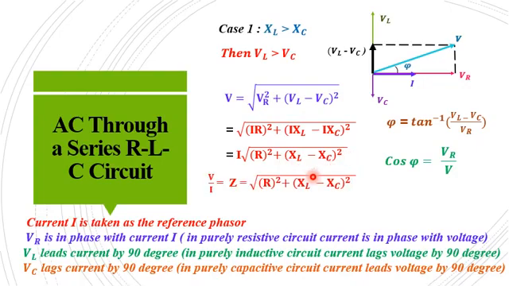We know that V by I is the impedance Z. So in an AC circuit, we always have impedance, and the voltage by current value will always give you the impedance. In this case, for a series RLC circuit, the impedance Z is given as Z is equal to root of R square plus XL minus XC the whole square.